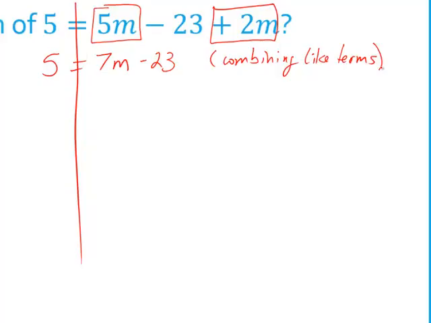Second part, we need to isolate the variable, which is this m. So circle the term with the variable in it, and anything outside that circle we need to get rid of. So this minus 23, we don't want on this side. In order to get rid of it, we need the inverse operation of minus 23, which is plus 23. So add 23 to both sides of the equal sign. And that's going to be the addition property of equality.